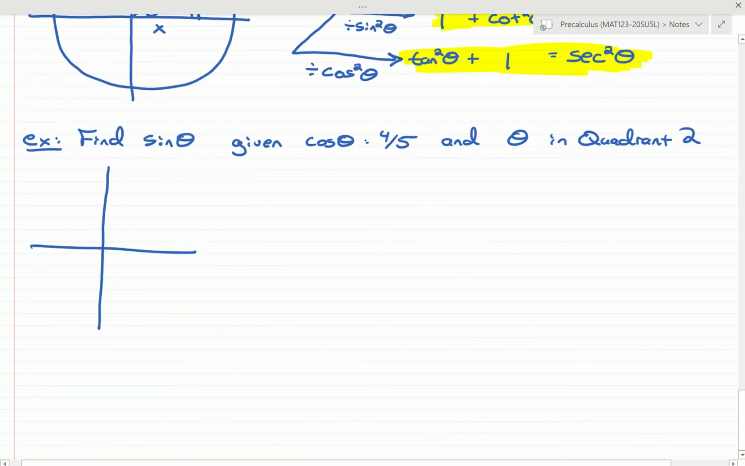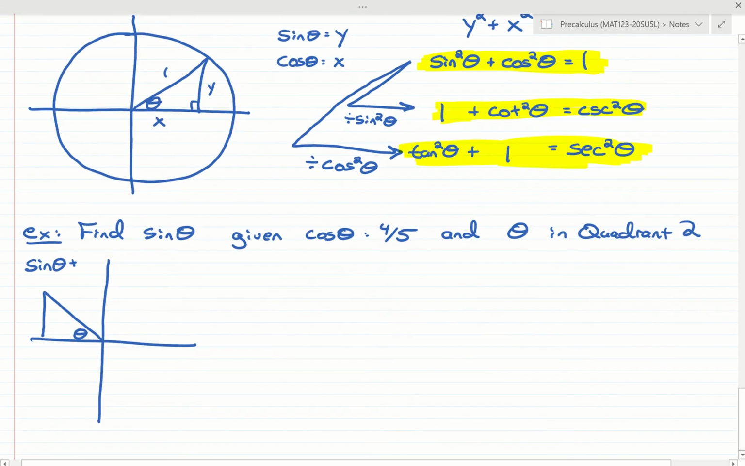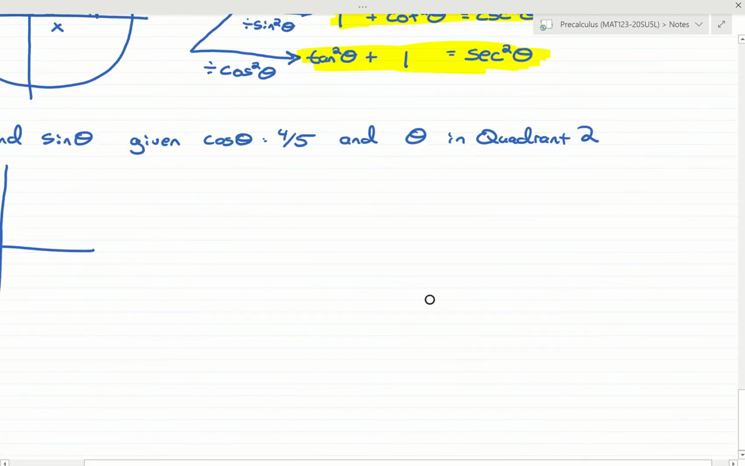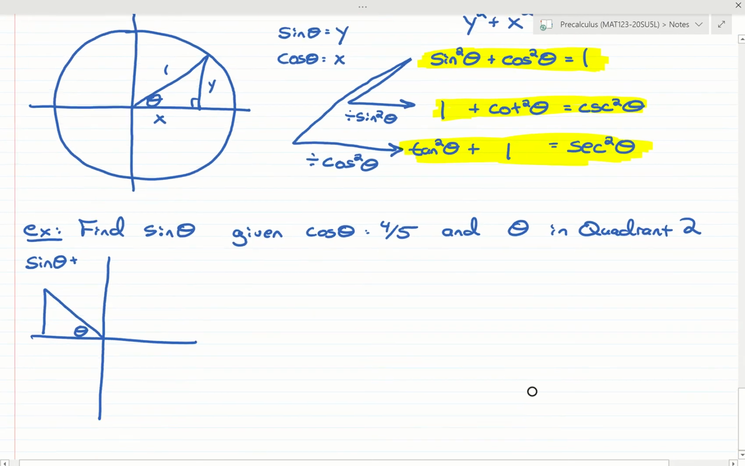Okay, so we know for sure we're in quadrant 2. And in quadrant 2, remember sine is positive. So eventually we're going to need to use that for the problem, but let's do things step by step. We have to find sine, and we're given cosine. So let's figure out which formula we're going to use. Sine and cosine would use this formula right here.